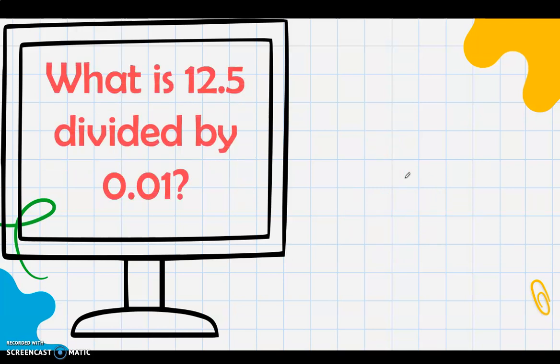Now, next, what is 12.5 divided by 0.01? In this given problem, we just have to move to the right. How many moves? 2 moves to the right since there are 2 digits after the decimal point of the divisor. So we have 12.5, 2 moves. We have 1, 2. Since there is no number in between here, you just have to add 0. Therefore, the decimal point is not here, it's already here. So the answer is 1,250.